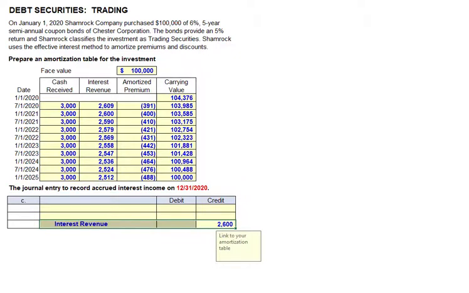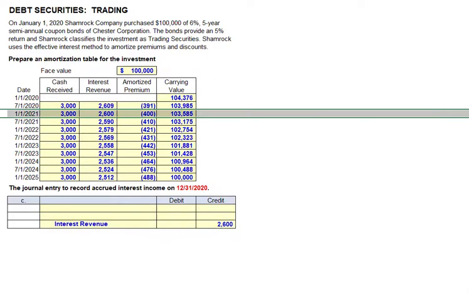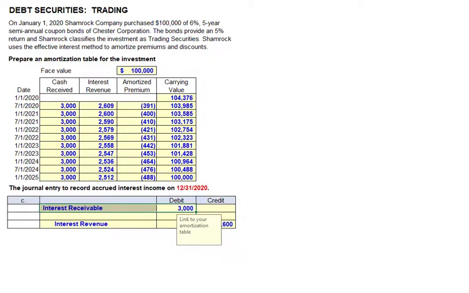Now on December 31st, 2020, we're not going to receive a coupon payment, but we have interest income. We've earned $2,600 in interest revenue. And again, we're picking that up off the 1/1/2021 row from our amortization table. We're not going to get the cash, but we can record interest receivable of $3,000. And then, of course, when we get the cash on January 1, we record the cash and clear out the interest receivable. And to balance our entry out, we credit debt investment, further decreasing it by $400. So again, even though we're using a fair value method, we record interest revenue and amortize any premiums or discounts according to our effective interest method.